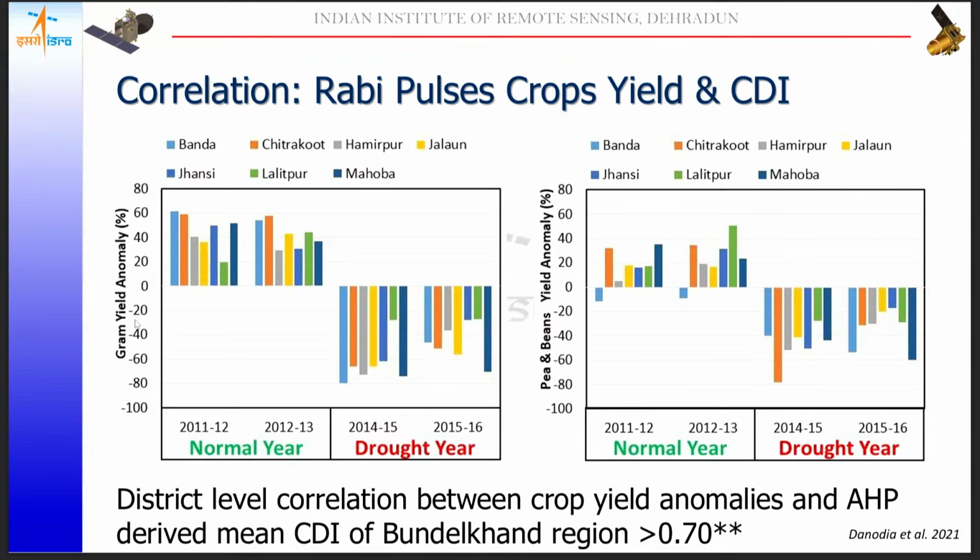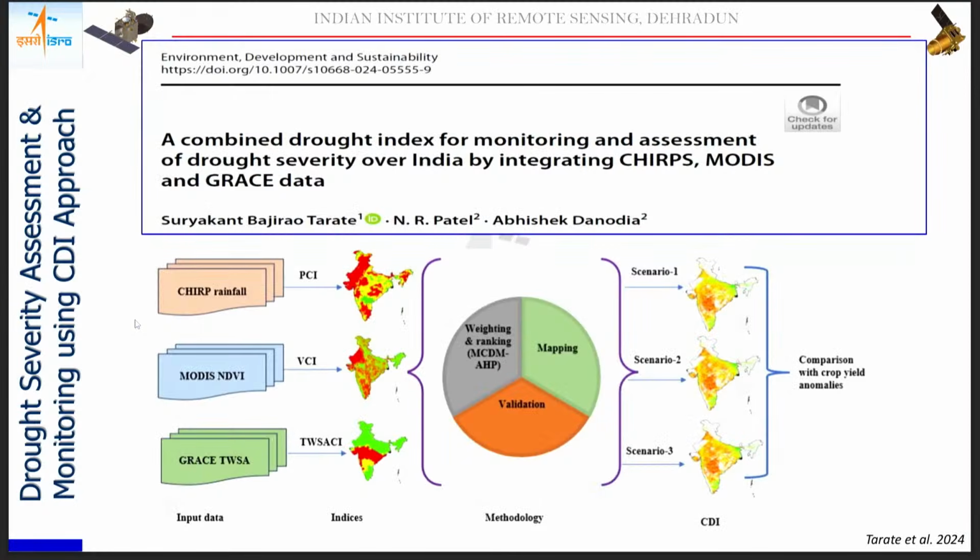When we correlate that crop yield anomaly value with the mean CDI value at the district level of the Bundelkhand region, we found the correlation coefficient value is more than 0.7, up to 0.85, at a high significance level, as you can see at 5% alpha, the level of significance. So you can easily say that within this assessment, the combined drought index gives significant results, which are also truly and significantly correlated with the crop yield datasets.